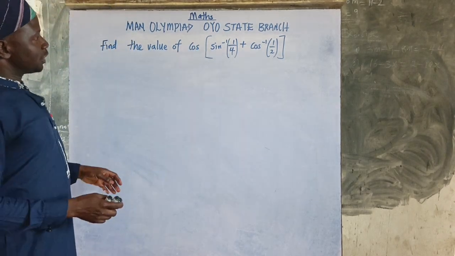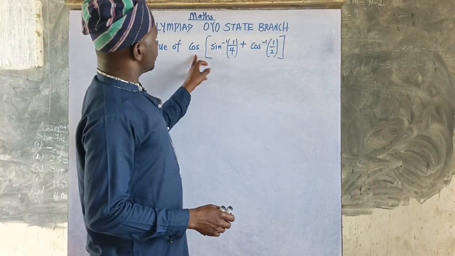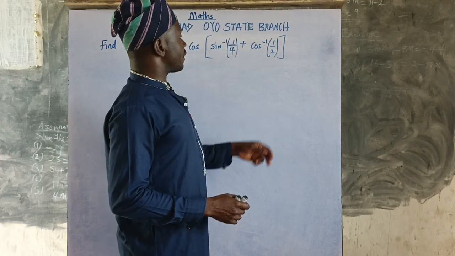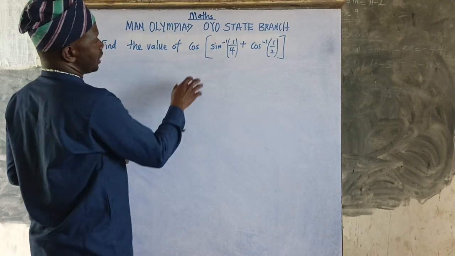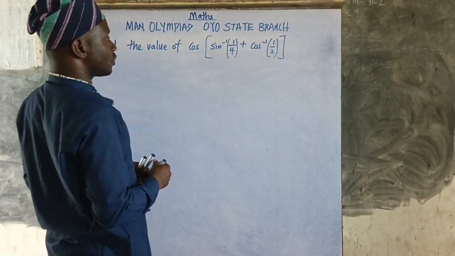Here is a question that we are going to solve. We have to find the value of cos of the inverse of sine 1 over 4 plus the inverse of cos 1 over 2. So we are required to evaluate this, or to find the value, without using a calculator or four figure table.